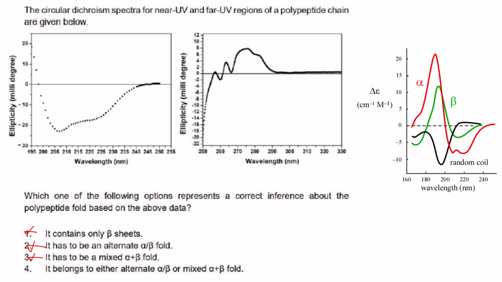Now you can tell, okay, it belongs to either alternate alpha beta or mixed alpha plus beta fold. You cannot tell by just seeing these two graphs without much information regarding the peaks. So 4 will be the answer. In general, you cannot conclude anything just based on these two graphs. More information is required.